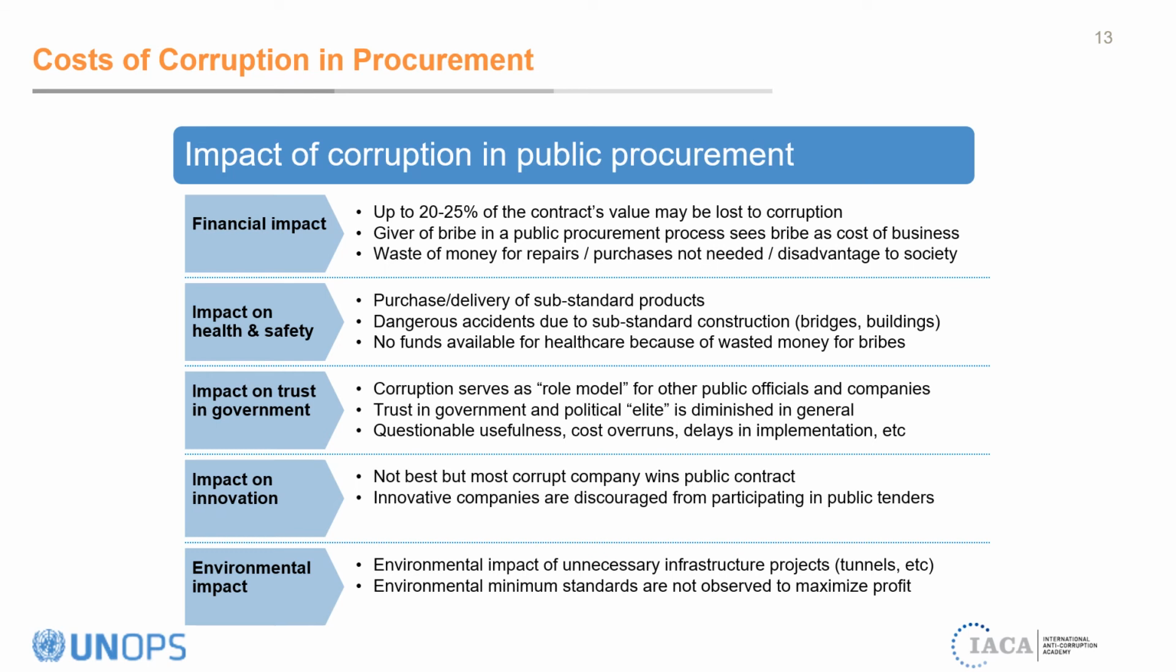Finally, corruption can have an environmental impact. There can be environmental impact from unnecessary infrastructure, for example, infrastructure that's undertaken simply in order to win a bribe.